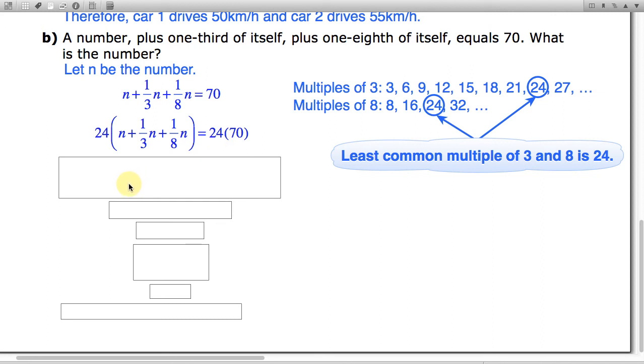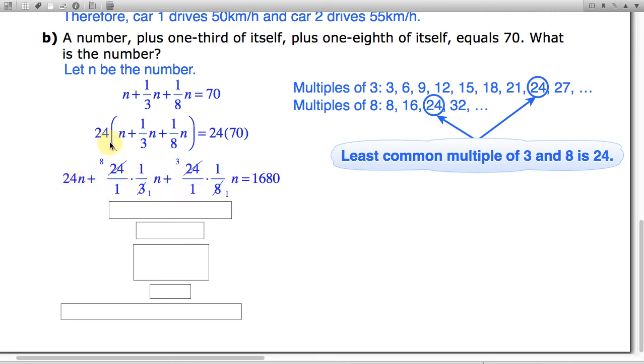And so what you need to do is 24 times n. You also need to do 24 times 1/3 n and 24 times 1/8 n. So that's the distributive property, multiplying it by all three of those terms. Now the 24 you can write as 24 over 1. You can see that there's a factor of 3 that divides out top and bottom here. You're just left with an 8. Multiplying the 24 over 1 by 1/8, you can see that there's a factor of 8 that will divide out here. You're left with 3 and 1. So that makes multiplication a lot easier.